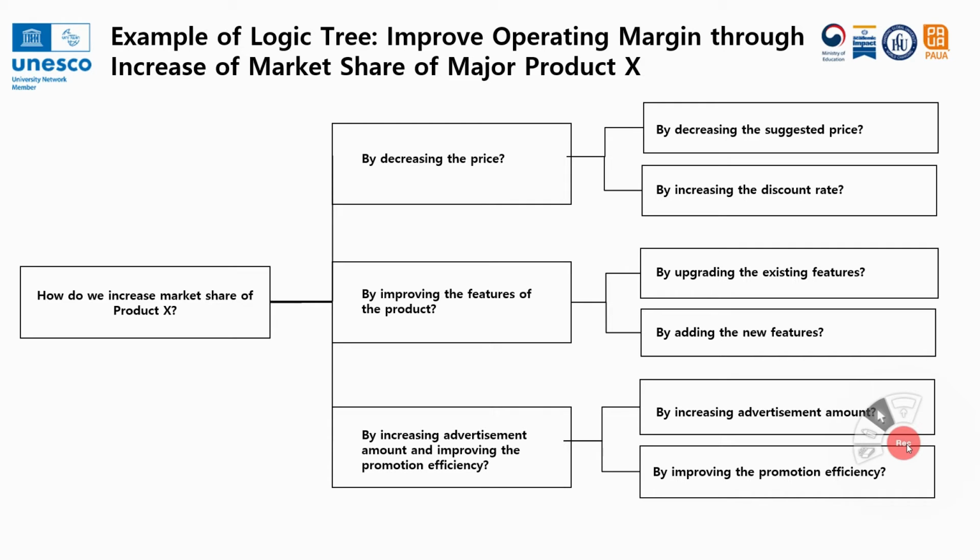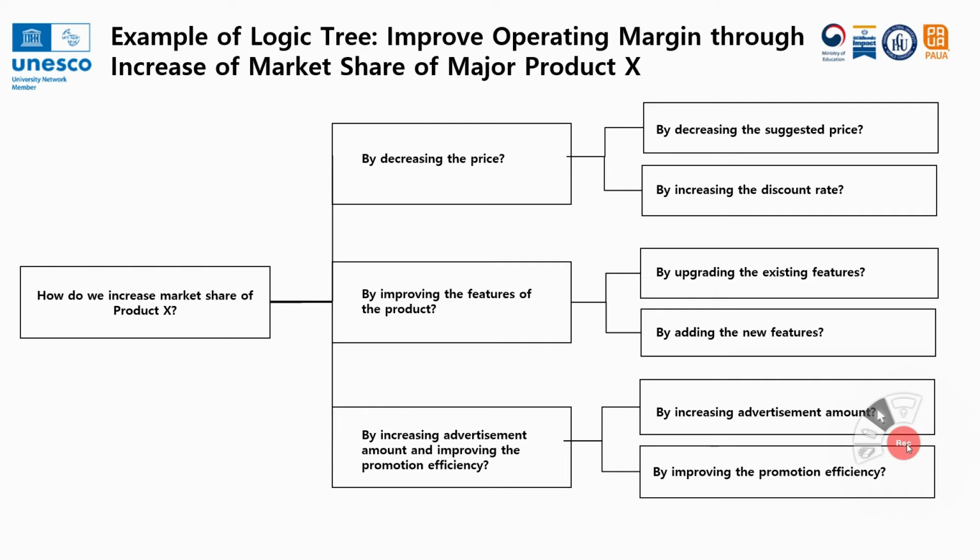So if you look at those three different options: decreasing the price, improving the features of the product, and increasing the advertisement amount and improving the promotion efficiencies, all three are mutually exclusive, right? One is about the price, the other is about improving the features, and the other is about promotions. And also all three are collectively exhaustive solutions to increase market share of product X.